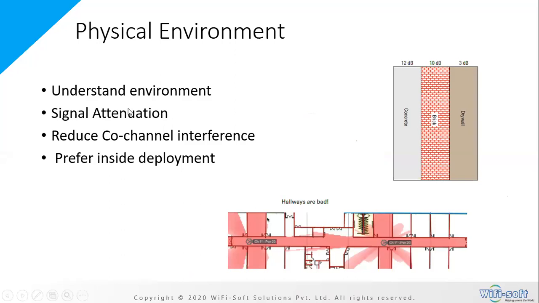Then, how the physical environment plays a role. As you can see, different mediums will have different mechanisms here. Concrete will absorb 12 dB of signal. The brick will absorb 10 dB of signal, whereas the drywall will absorb only 3 dB of signal. So you need to understand these environments. I think I've discussed it in my previous webinar, how the different materials absorb the signals differently.